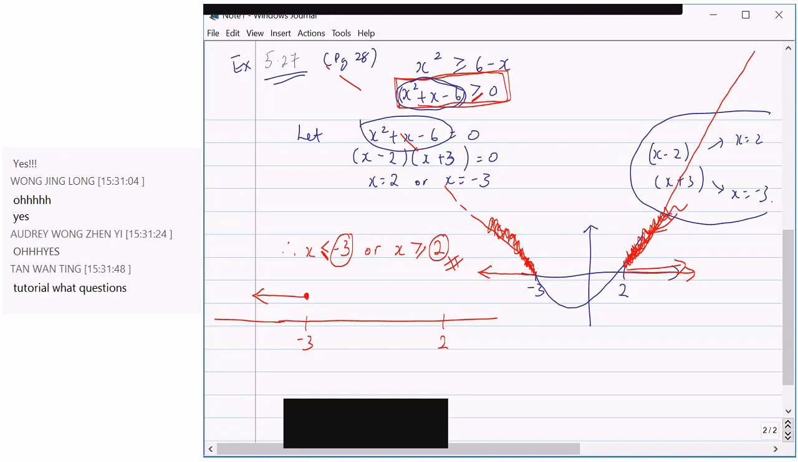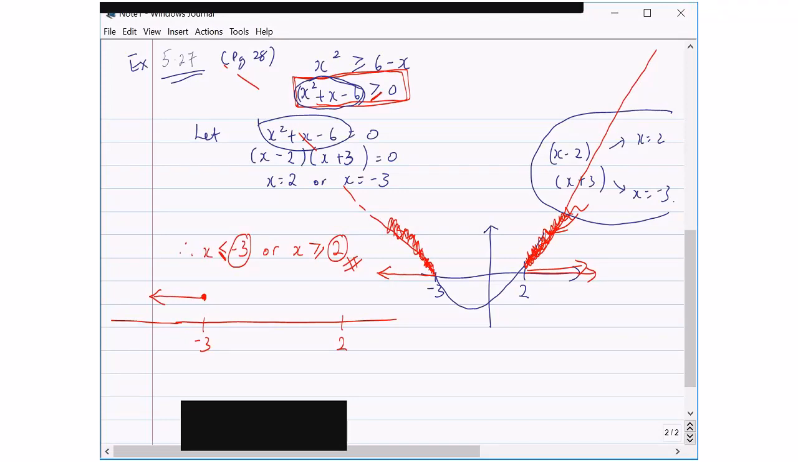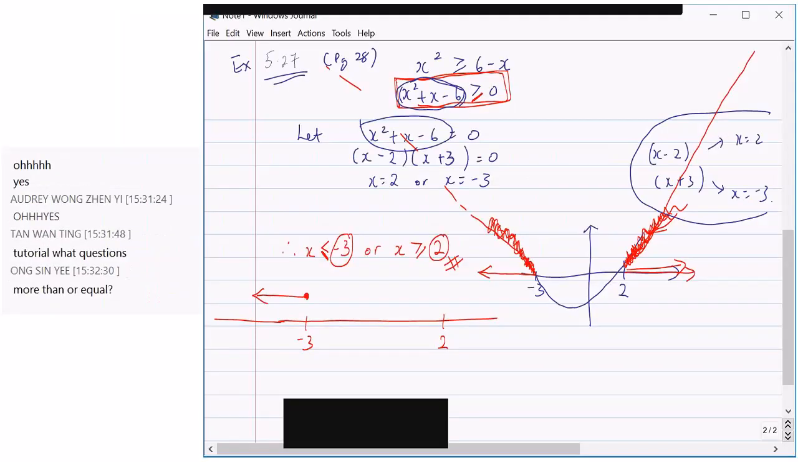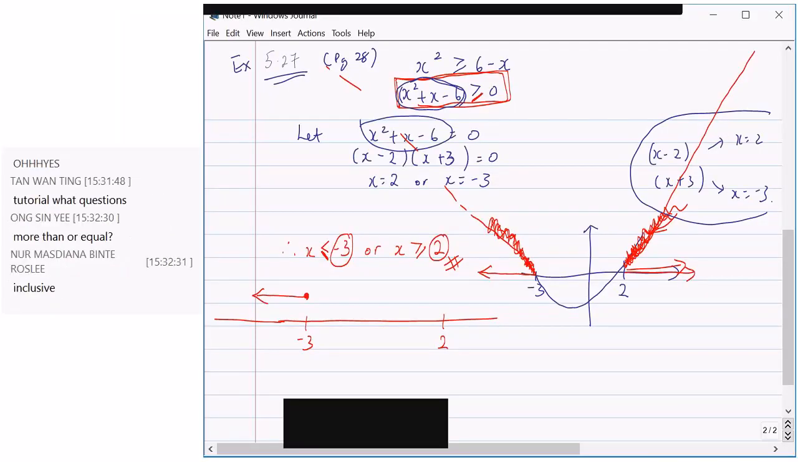Jinglong, why is it I draw a solid circle? Just now it was a hollow circle. Why do I draw a solid circle at -3? Yes, because the answer has an equal. You see the equal? So I must draw a solid circle. Exactly, Diana, because of the inclusive. Next one, x must be bigger than or equal to 2. Bigger than or equal to 2 must be this area. So this is my answer on the number line. Okay?